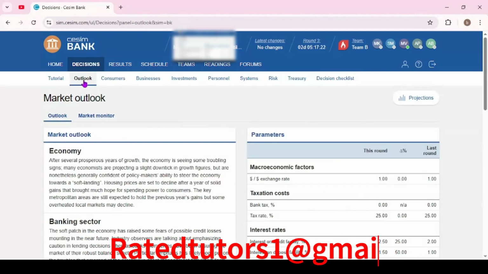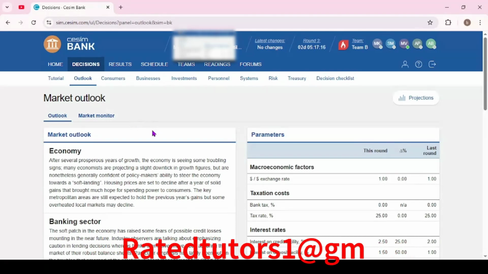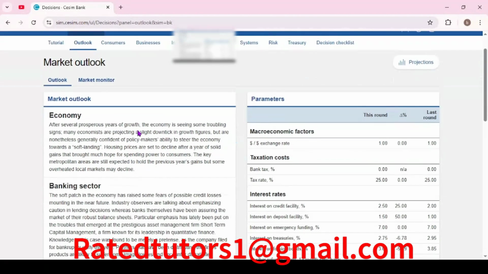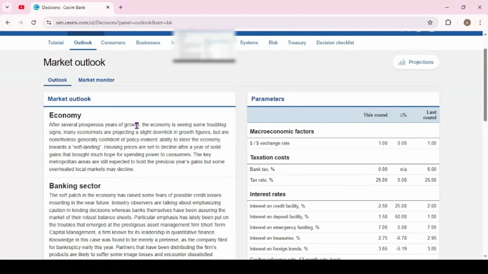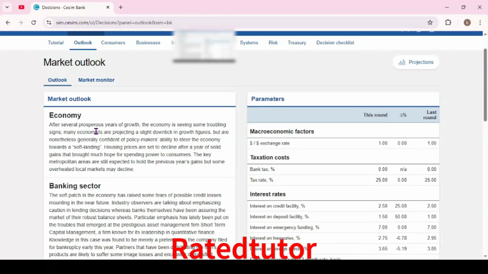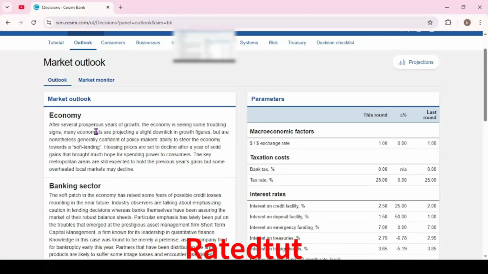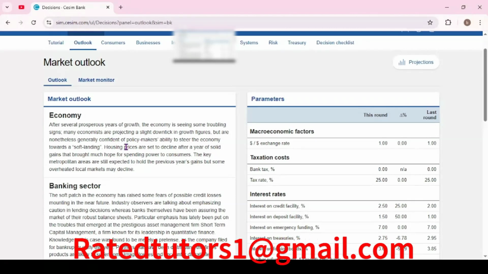So we shall start with the outlook. We're just going to go step by step and department by department and make decisions together. For the outlook, as usual, the outlook simply gives you an overview of what's going to happen in the simulation, and it's updated after each and every round. So you need to be keen about it and go through it before making the decision in the simulation.